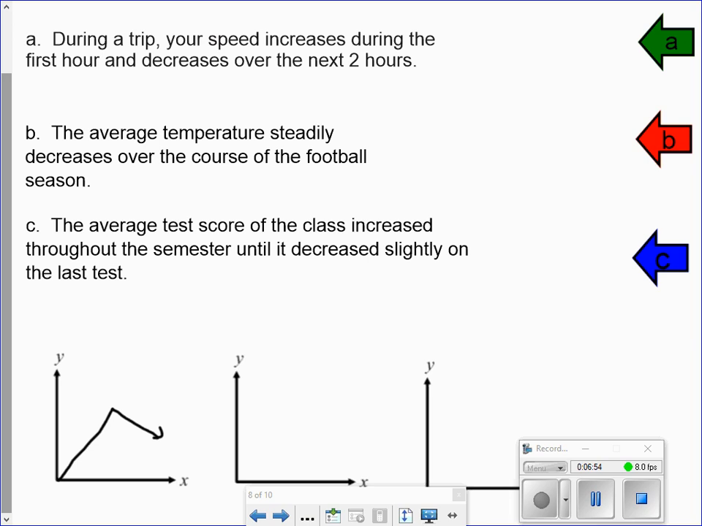We look at the next one. It says the average temperature steadily increases, so over time our temperature is increasing. Then we look at our last one. It says the average test score of a class increased throughout the semester. So over time, the average test score is increasing throughout the semester until the last test, where it slightly decreased. So we would show a steady increase, and then a slight decrease over time with that final assessment.